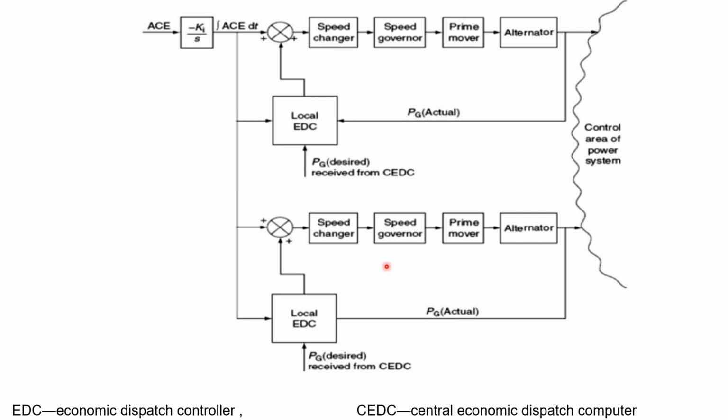In power system, economic dispatch control as well as load frequency control plays a vital role. So these are the basic functions of the combination of economic dispatch as well as load frequency control in power system.